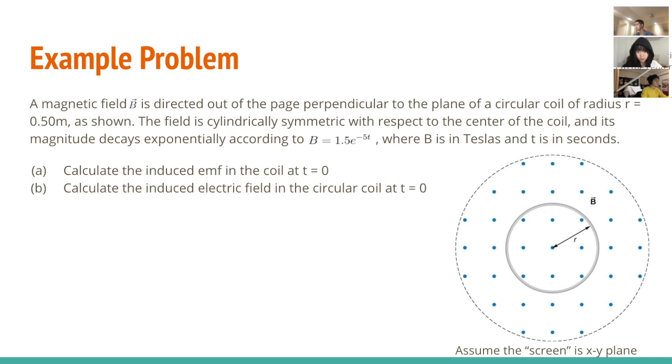So imagine that we're assuming that the screen is the XY plane, and the direction pointing out of the page is the positive Z direction, and that is the context we will be in when we explore this problem. We can also think of this problem as generating electricity through a linear electric generator.